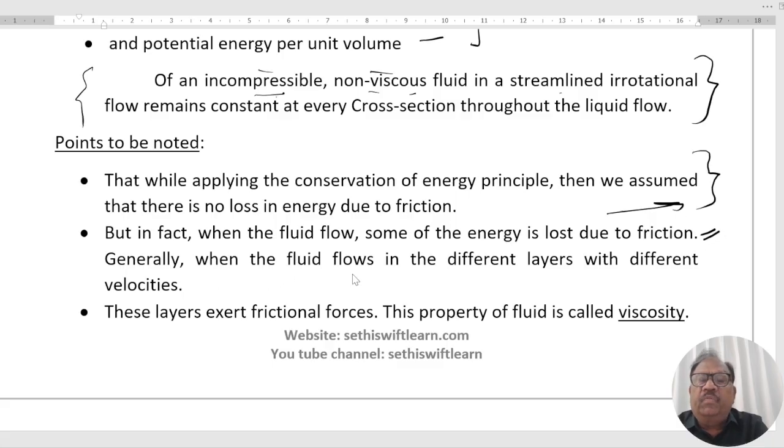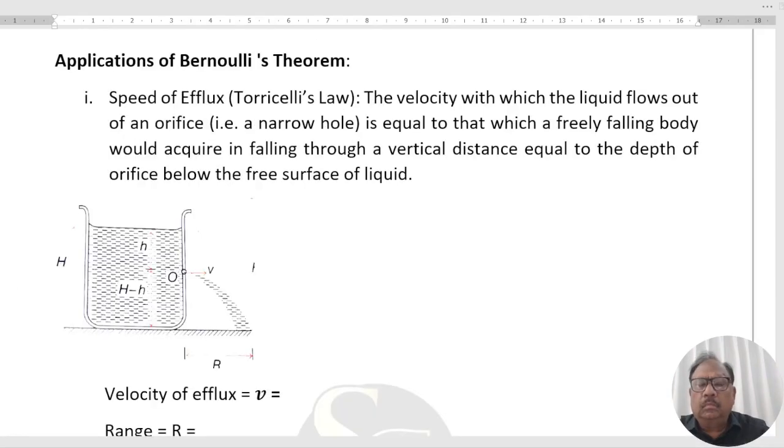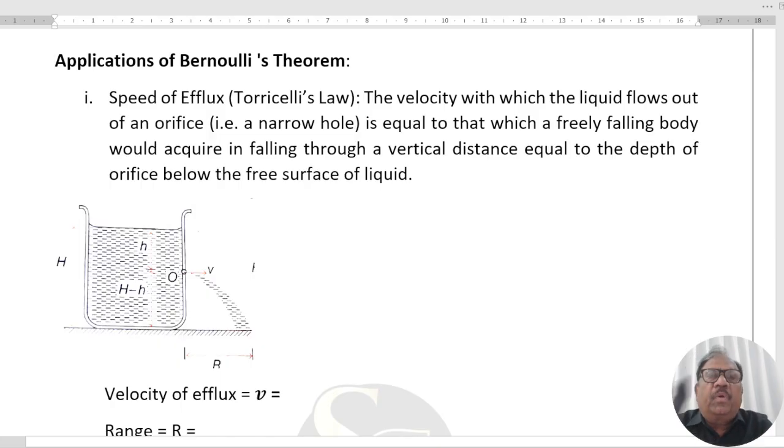Generally, when the fluid flows in different layers with different velocities, these layers exert friction forces. This property is called viscosity. Means when we derive the expression, we have assumed ideally there is no loss of energy. Now, let's discuss certain formulas and applications of Bernoulli's theorem. First is speed of efflux.